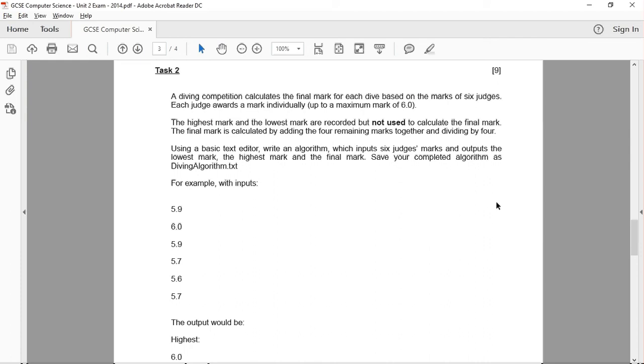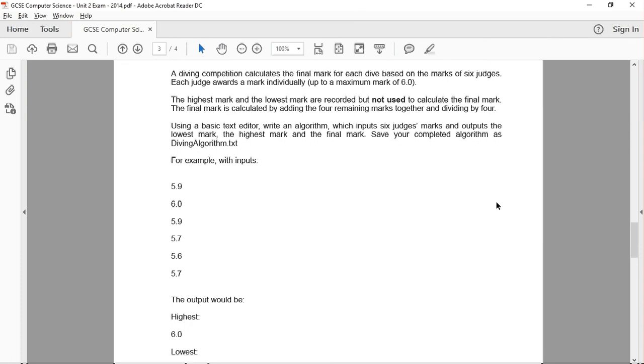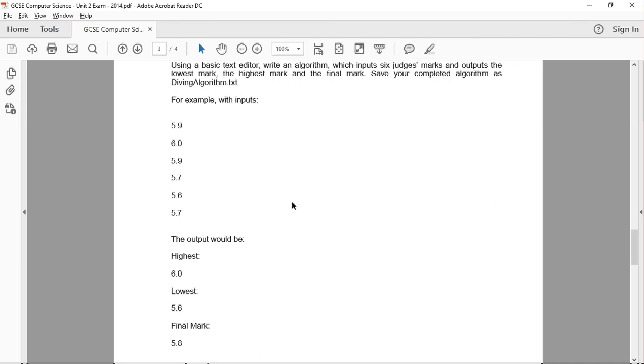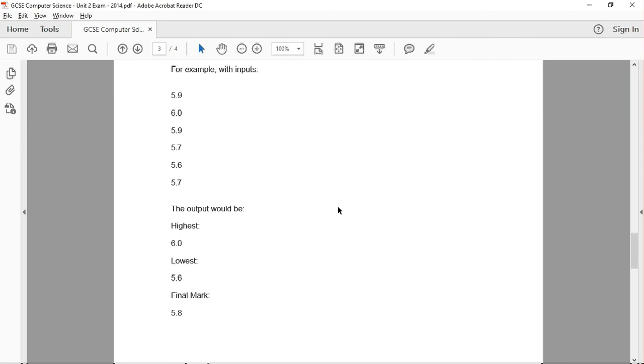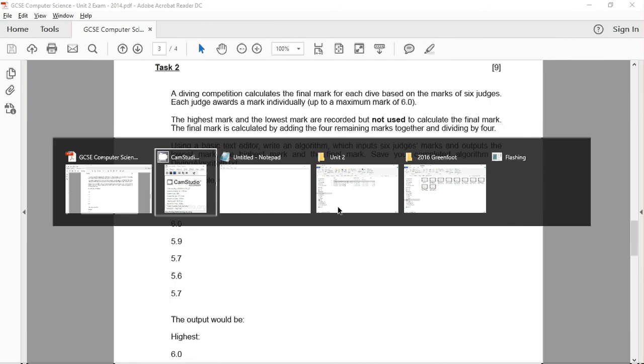So for example, with inputs 5.9, 6.0, 5.9, 5.7, 5.6, 5.7, the output would be the highest mark is 6.0, the lowest mark is 5.6, and the final mark is 5.8. Because they reject 5.6 and 6.0 and then add the others together and divide by 4. So the average is 5.8. Right, let's open Notepad and have a go at this question now.